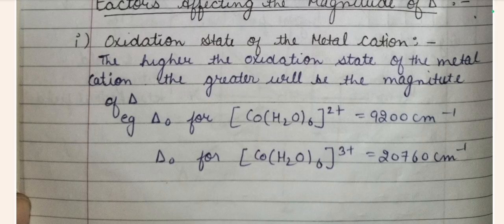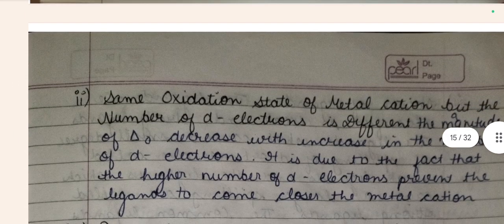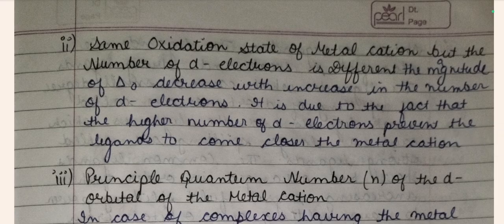Example: Δ0 for [Co(H2O)6]2+ is equal to 9,200 cm⁻¹, and Δ0 for [Co(H2O)6]3+, with the oxidation state 3+, is 20,760 cm⁻¹. Second, the same oxidation state of the metal cation but a different number of d electrons.